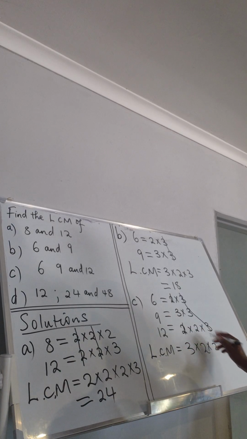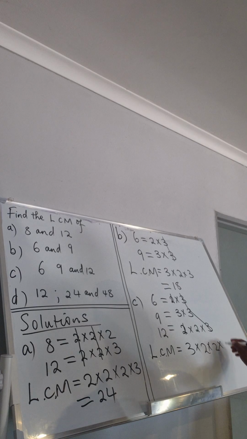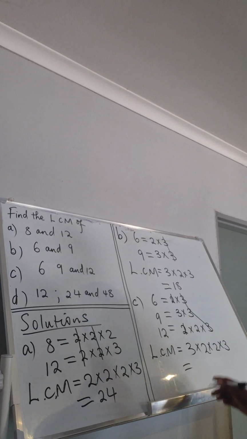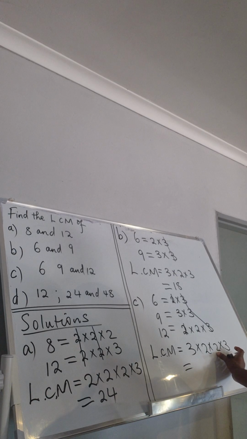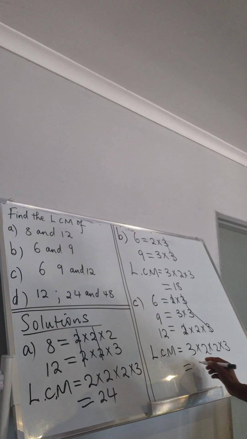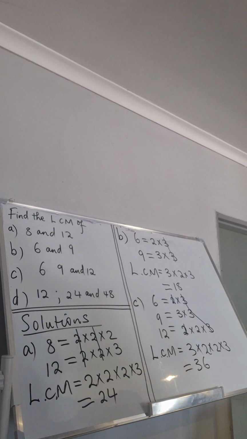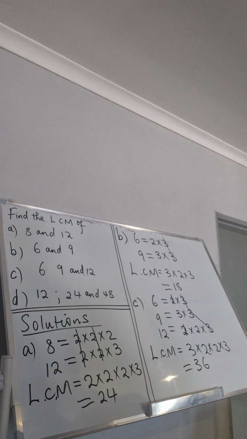So I multiply with 2. I also multiply with 3. That gives me 3 times 2 is 6, times this 2 is 12, times 3 is 36. 36 is the lowest common multiple of 6, 9, and 12.